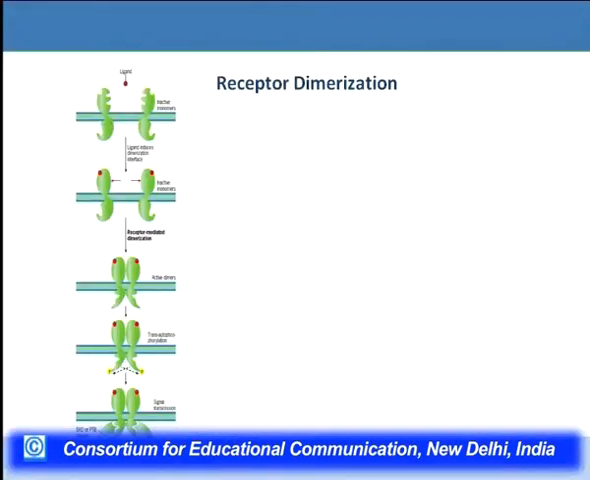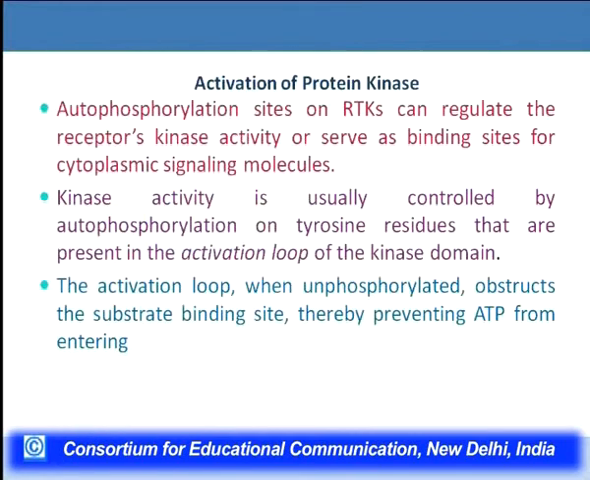The cytoplasmic tail leads to phosphorylation of tyrosine residues, and after this phosphorylation, certain other protein molecules will get attracted to the cytoplasmic tails, and the pathway will start happening. The different reactions will start happening. Now, these autophosphorylation sites on receptor tyrosine kinases can regulate the kinase activity of the receptor, or they might serve as a binding site for cytoplasmic signaling molecules. As I have told already, once there is kinase activity, there is phosphorylation, and certain other protein molecules might get attracted.